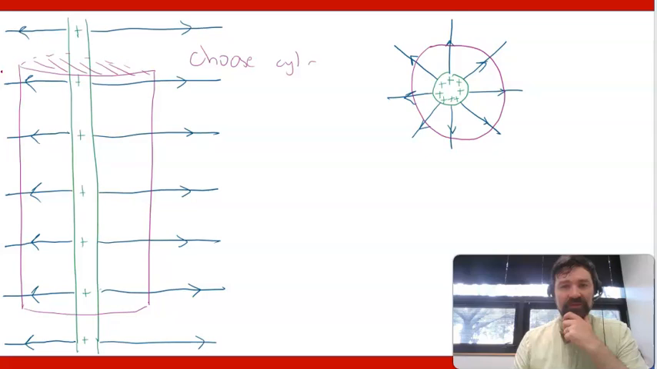Okay, so Gaussian surface, choose cylinder. Let's give it a radius of r. We'll use little r for our radius. And let's give it a height of h.